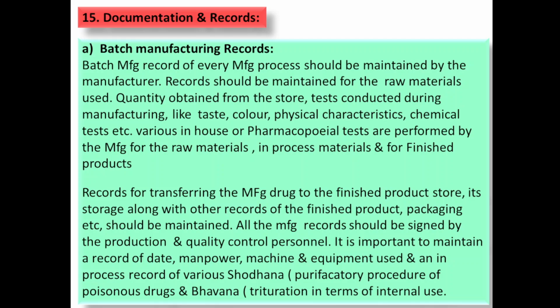If the quality control tests are performed on that particular batch and it is approved for the market, then it is signed by the quality control personnel or head, as well as the production head will sign that record or document. It is important to maintain the record of date, manpower, machine and equipment used, and in-process record of various procedures, for example shodhana for poisonous drug and bhavana for trituration in terms of internal use.